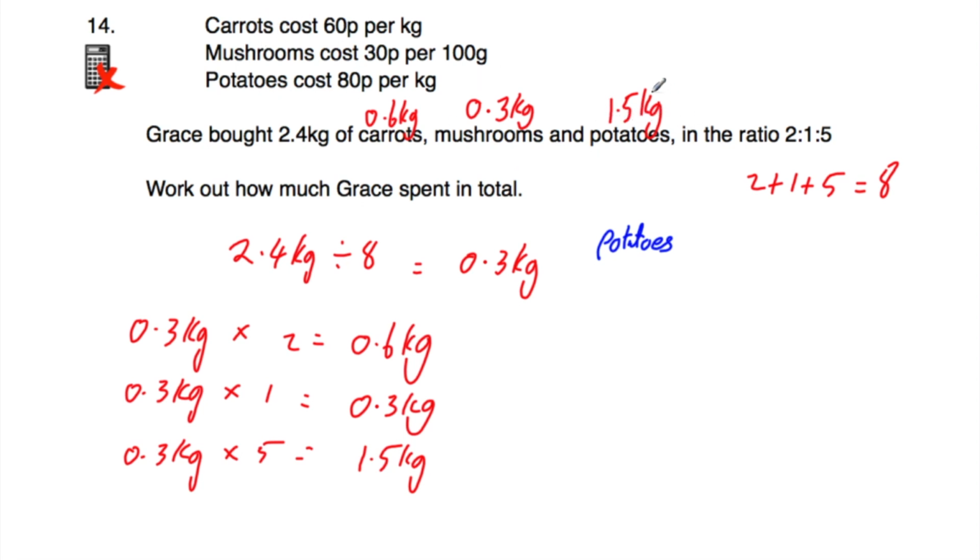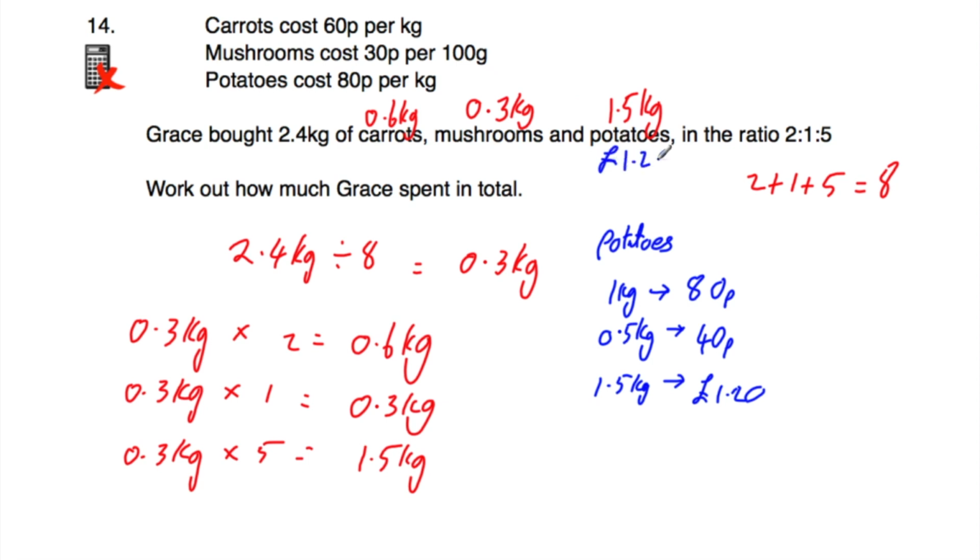She buys 1.5 kilograms. So we know that 1 kilogram costs 80p. She needs another 0.5, another half a kilogram. So if we half it, we can find the cost of 0.5 kilograms, and half of 80 is 40p. So a kilogram costs 80p, half a kilogram costs 40p. If we add them together, that's 1.5 kilograms, and 80 plus 40 is equal to 120 pence or £1.20. So the potatoes cost £1.20.